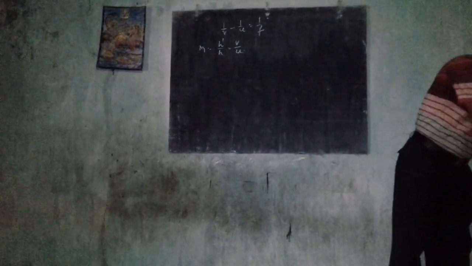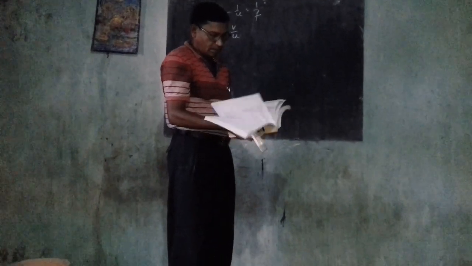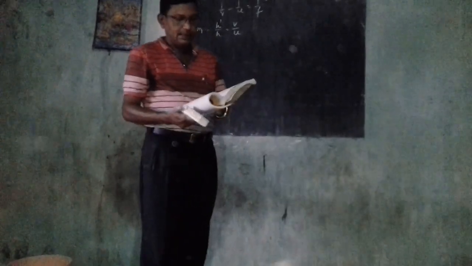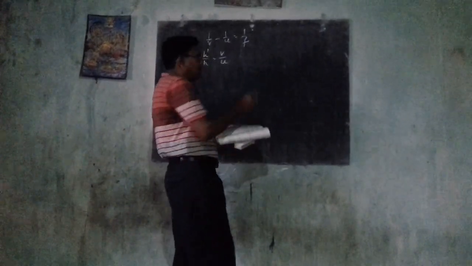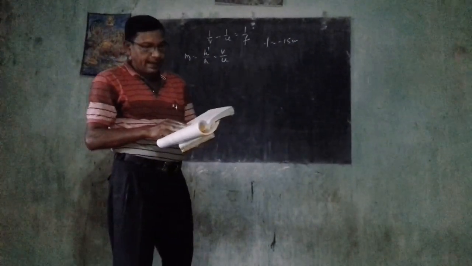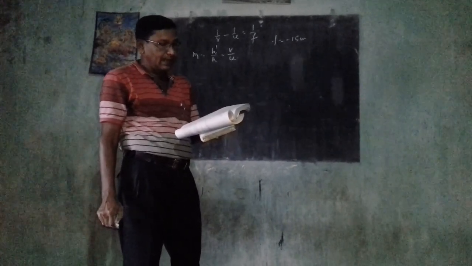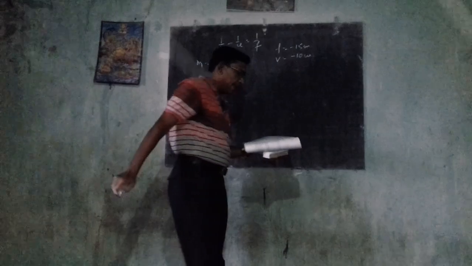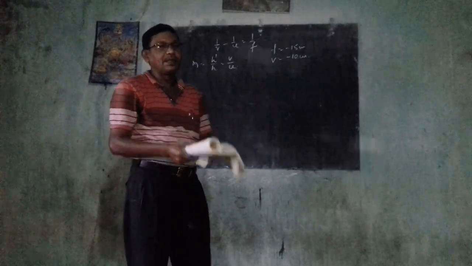What is the problem? Given a concave lens whose focal length is 15 cm, so f equal to minus 15 cm. At what distance from the lens should the object be placed so that the image is 10 cm from the lens? So distance of the image v equal to minus 10 cm. Find the position of the object, nature, size and magnification also.